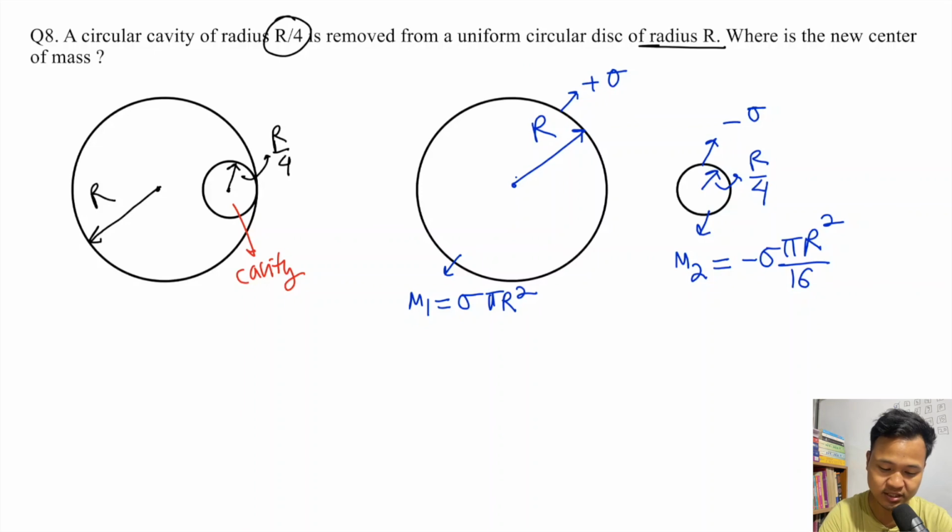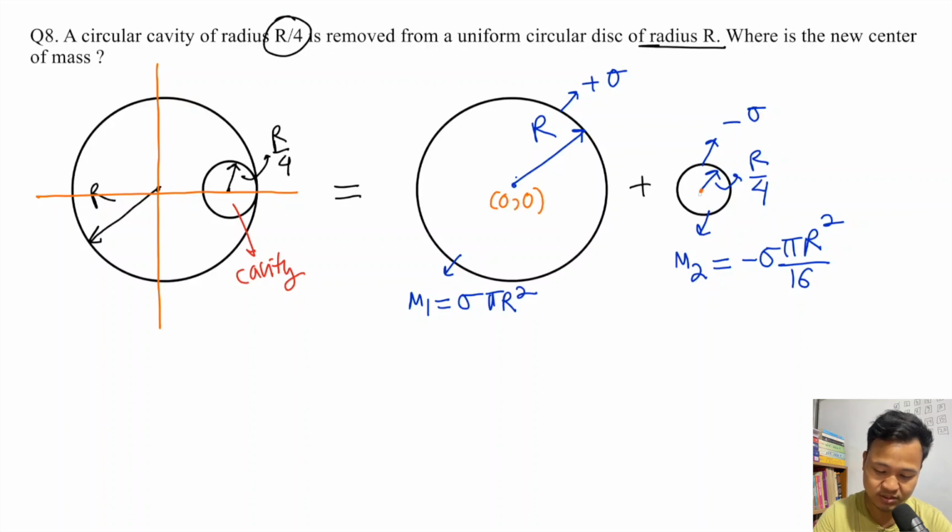So now you have m1 and m2. So what is the center of mass? You draw an xy plane like this. Okay. So it will be at where?